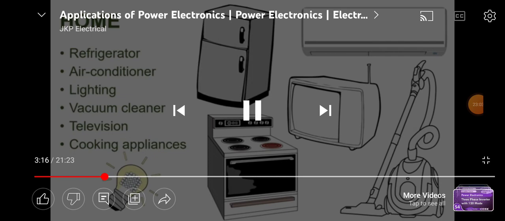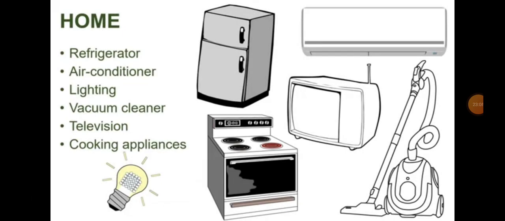In our homes, we can find a number of appliances which have star ratings. These star ratings are given by an agency named BEE, that is Bureau of Energy Efficiency. As the name suggests, these ratings are given to devices which have high efficiency. This high efficiency is achieved with the help of power electronic converters which are fitted inside the devices.